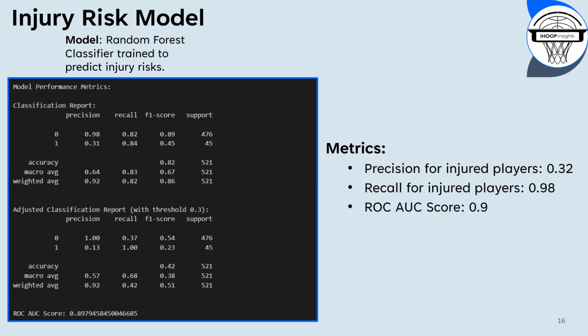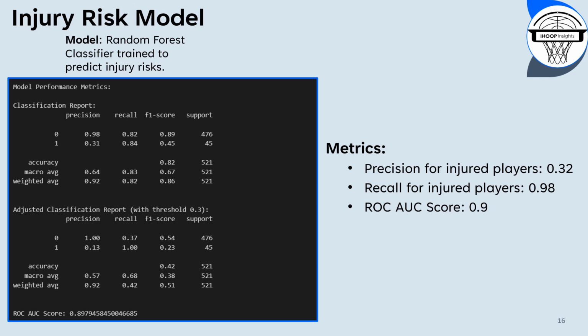It is a higher recall. It shows a higher recall of 0.84 for identifying injuries, indicating that the model is good at identifying true injuries. Coming to the ROC AUC score, we have it around 0.90, which indicates that the model is good at distinguishing between injured and non-injured players.